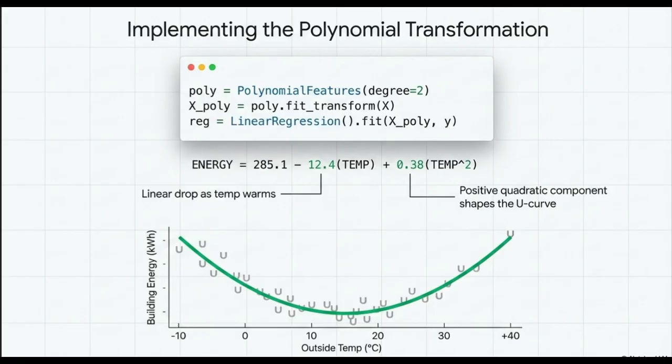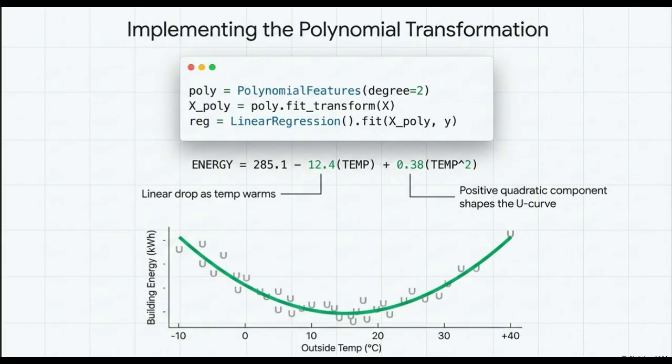Okay, line 2. We set x_poly equal to poly.fit_transform, passing in our original data, x. Line 2 transforms the original feature space. This is where the actual mathematical expansion takes place. The input is our original feature space, just the outside temperature. The output is a newly expanded feature space containing both the temperature and the temperature squared. So our dataset shape goes from 365 rows in one column to 365 rows in 2 columns. You got it.